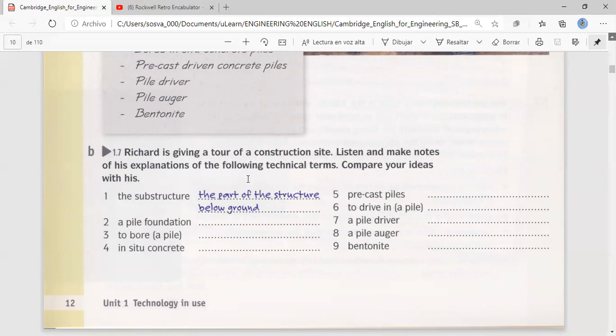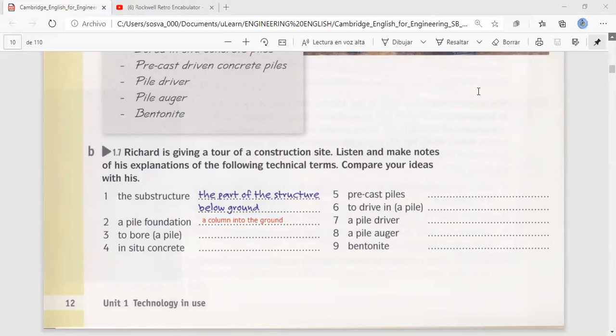We're going to write down again, in this case, I don't know if you were able to complete the notes of the explanation. Well, in this case, I understand a pile foundation is a column into the ground, no? It's basically that. Yes. A column into the ground. I write it like that. Great.